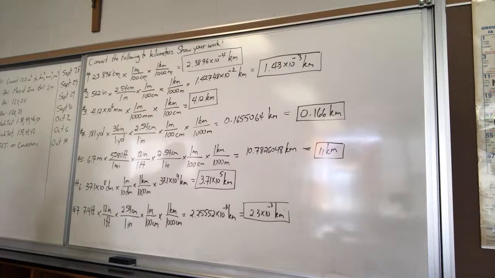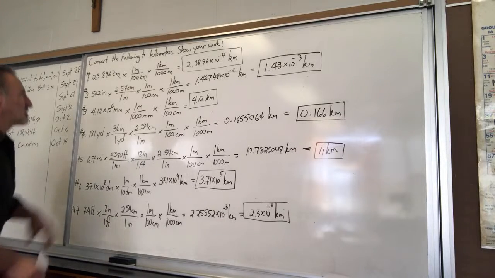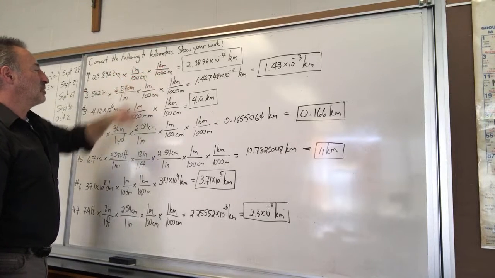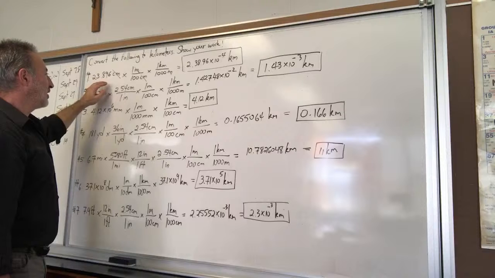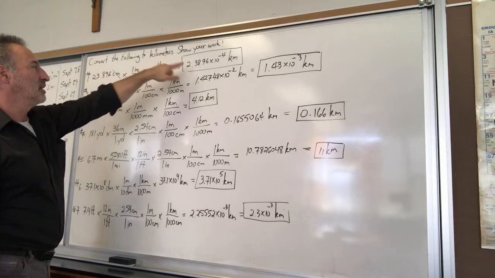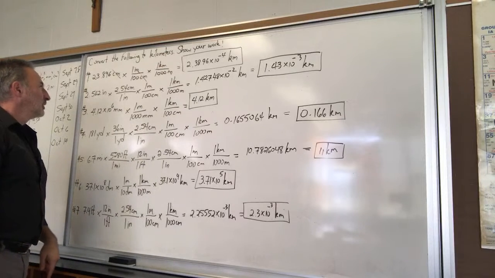We put centimeters in the denominator, so that allows us to cross off centimeters. And then the next conversion factor to jump to kilometers is 1 kilometer per 1,000 meters, and we put meters in the denominator because it allows us to cross off meters with meters. And then the answer will be in kilometers. When you enter it in your calculator, it'll be 23.896 divided by 100 divided by 1,000. That's what you're going to get.